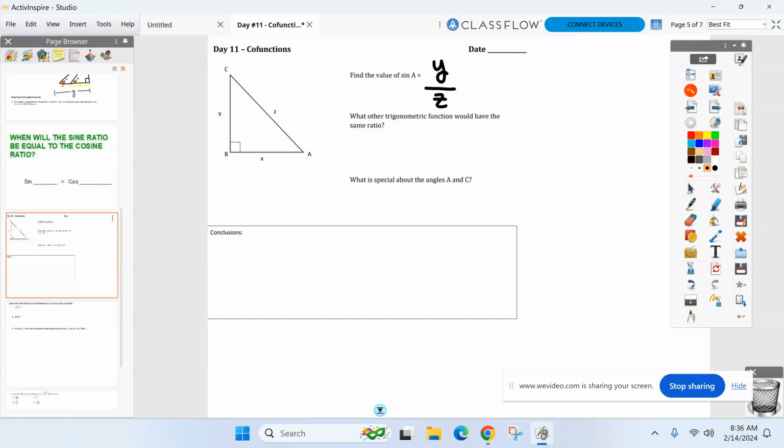So we already knew sine of A was equal to Y over Z. What else equals Y over Z? Give me another one that equals Y over Z.